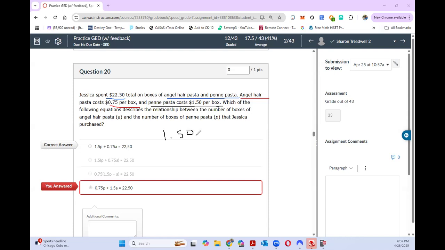$1.50 times P plus 0.75 times A equals 22.50. No, it's three. I switched the variables. Yes, I did. Remember, they gave you pasta, angel hair pasta is A, penne pasta is P. That's right. That's a simple fix. That's just paying attention to what we got.